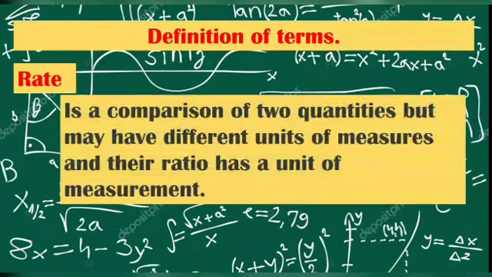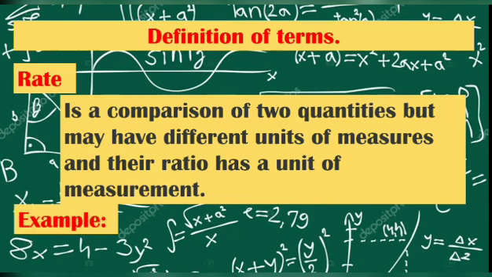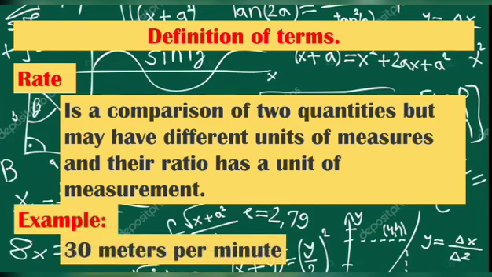Definition of terms. What is rate? Rate is a comparison of two quantities but may have different units of measures. And the ratio has a unit of measurement. Halimbawa, 30 meters per minute. Okay, pinaghahambing natin dito yung meters saka yung minute. So, meron tayong unit ng measurement dito. Yung isa ay meters, yung isa naman ay minute sa oras.